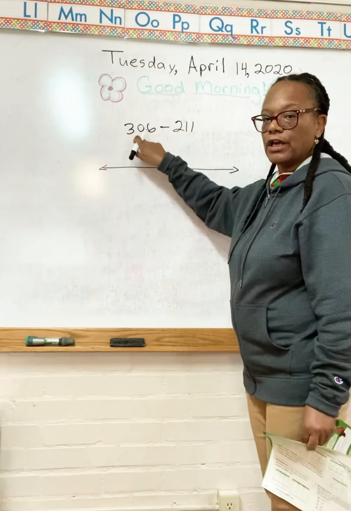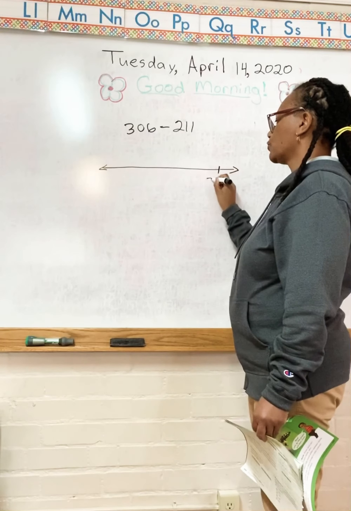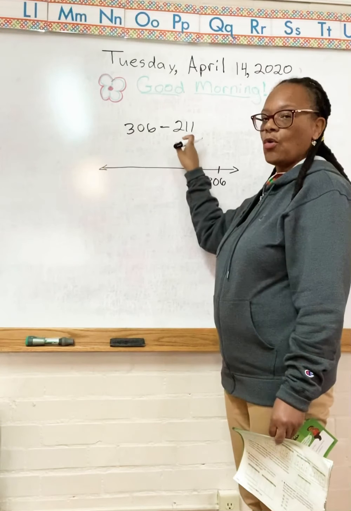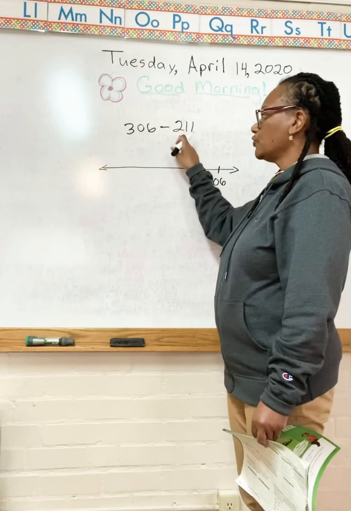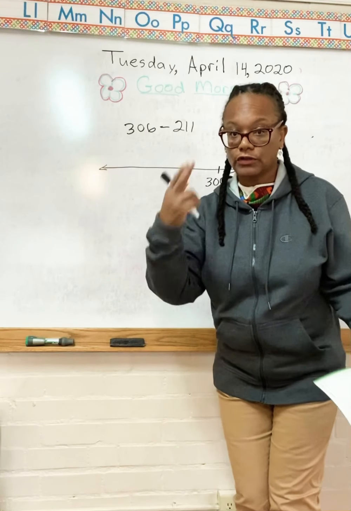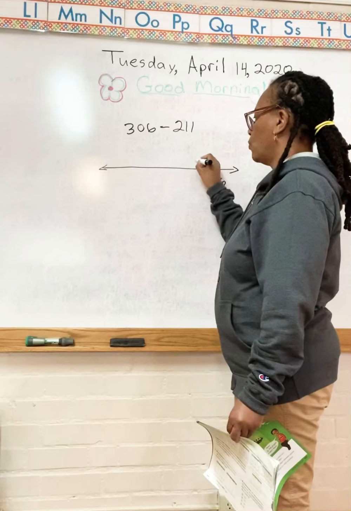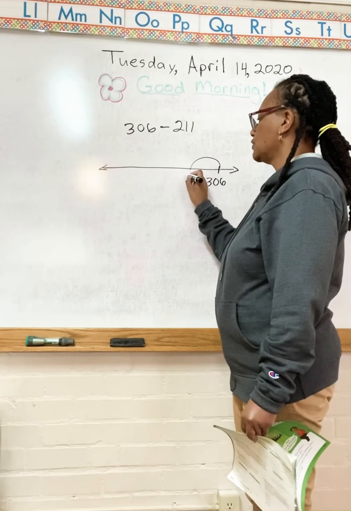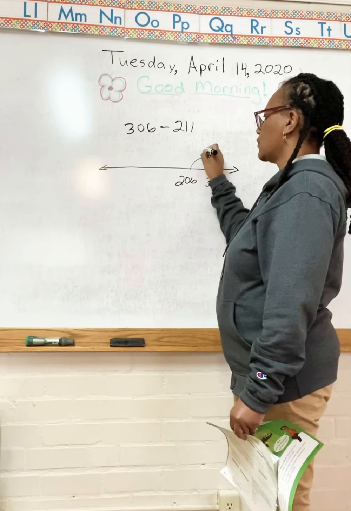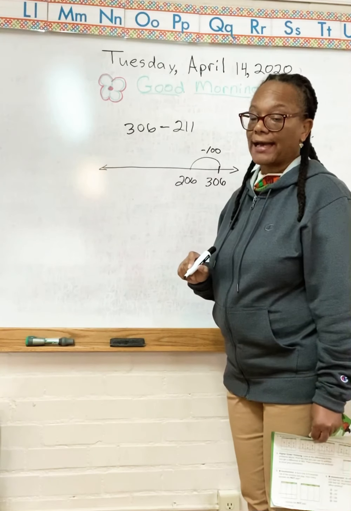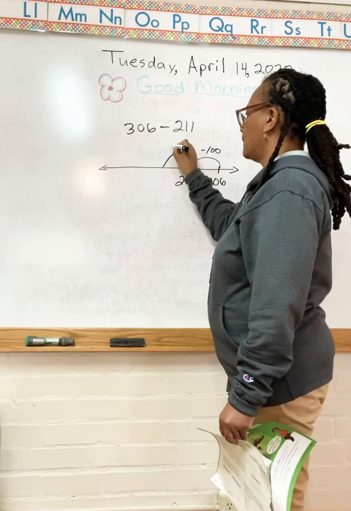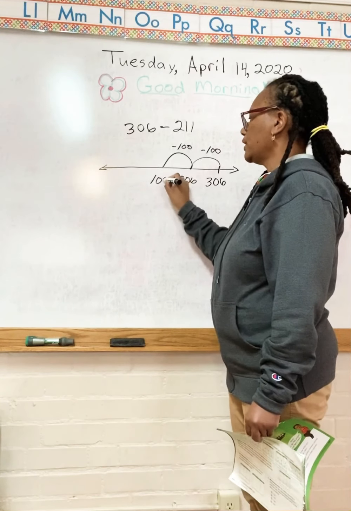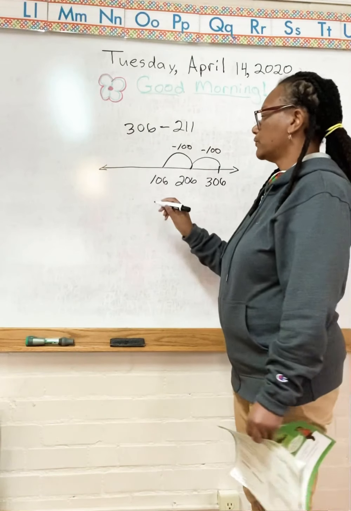So the highest number is 306. Let's start right here and put 306. Okay. Now, how many hundreds are we going back? How many are we subtracting? 211. How many hundreds? 2. Let's go back 100. If you have 306 and you go back 100, then you would have 206. So that's minus 100. We still have to go back another 100. Minus another 100, that's 200s, would be what? Right, 106.